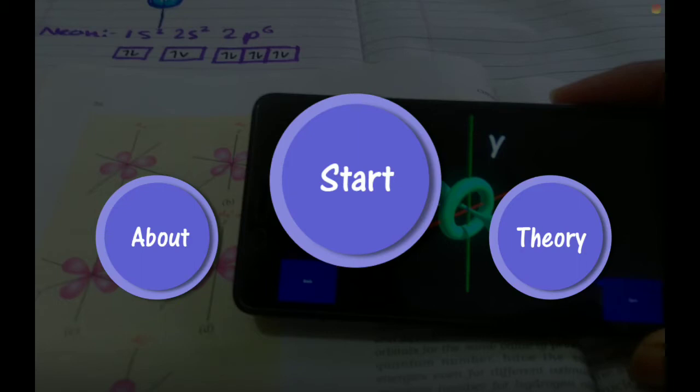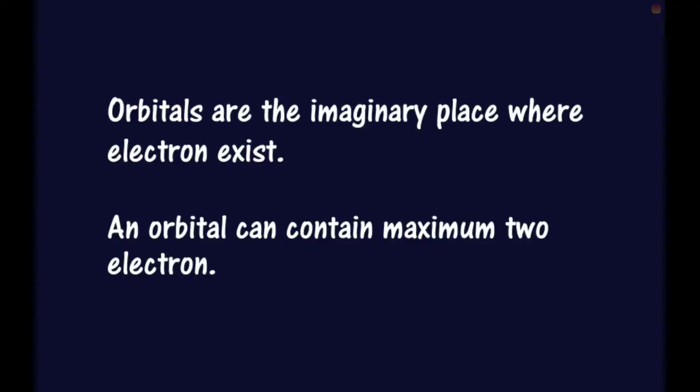Shapes of orbitals in various subshells are to be shown. Now, orbitals are the imaginary 3D space where electrons exist, and an orbital can contain a maximum of 2 electrons.